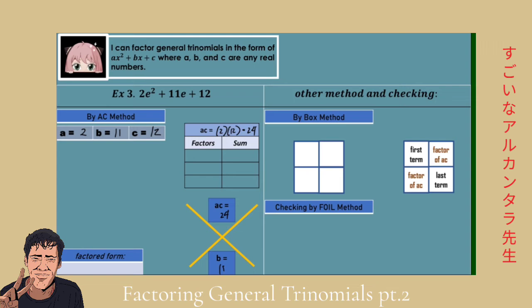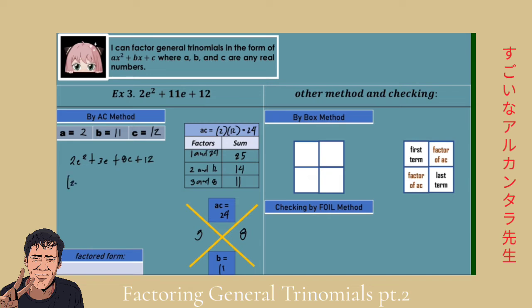So we can have 1 and 24, but that will give you 25. 2 and 12, but that will give you 14. You can have 3 and 8, that will give you 11. So we're going to use 3 and 8 as the factors of AC, that will be the addends of 11e. So let's have 2e squared plus 3e plus 8e plus 12.